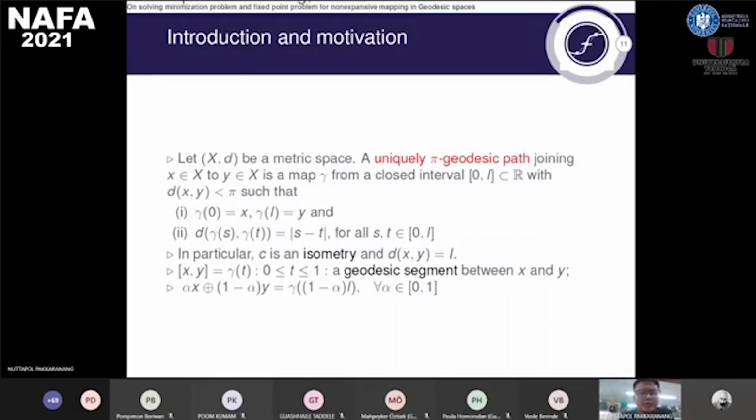Next, I will talk about the generalization of the CAT(0) space. First, we recall the definition of a uniquely pi-geodesic path. Let (X, d) be a metric space. Joining x in X and y in X is a map gamma on a closed interval, with distance xy less than pi, such that it satisfies two conditions. In particular, gamma is an isometry and gamma maps onto a geodesic segment between x and y.